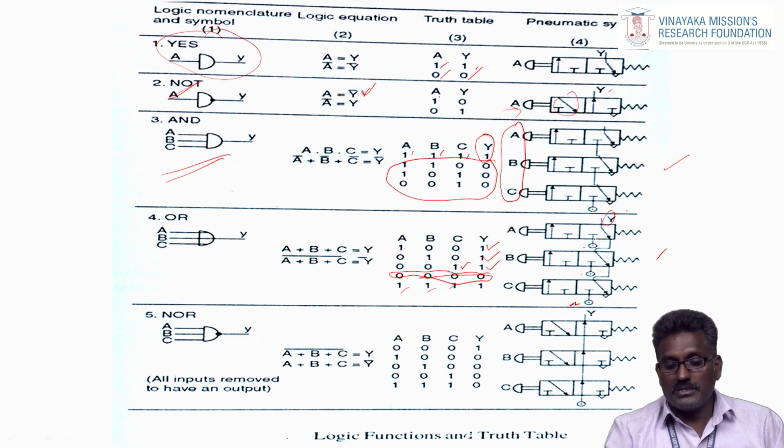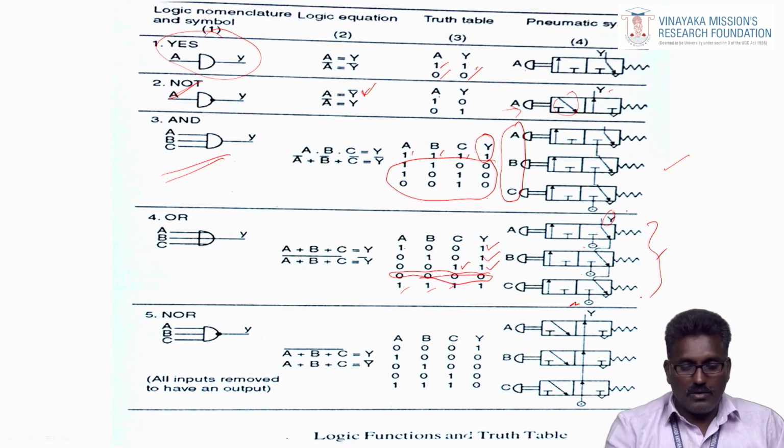So these OR logics are designed for these applications. And NOR logic is the opposite of the OR logic. When all the buttons are off, then only the output is there. If any one of the buttons is on, there is no output. That logic is shown in this diagram.